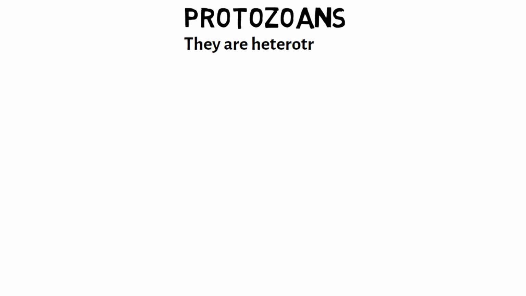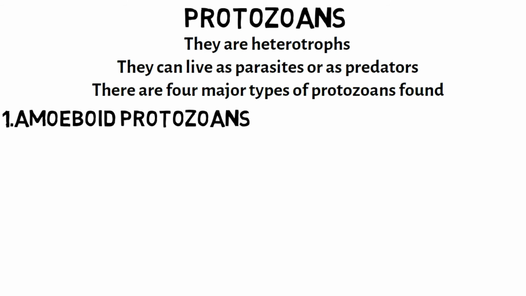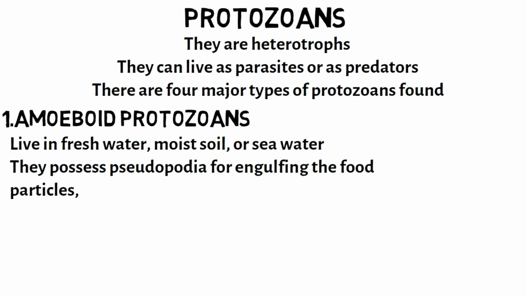5. Protozoans. They are heterotrophs. They can live as parasites or as predators. There are 4 major types of protozoans. 1. Amoeboid protozoans. Live in fresh water, moist soil, or sea water. They possess pseudopodia for engulfing the food particles, such as amoeba.